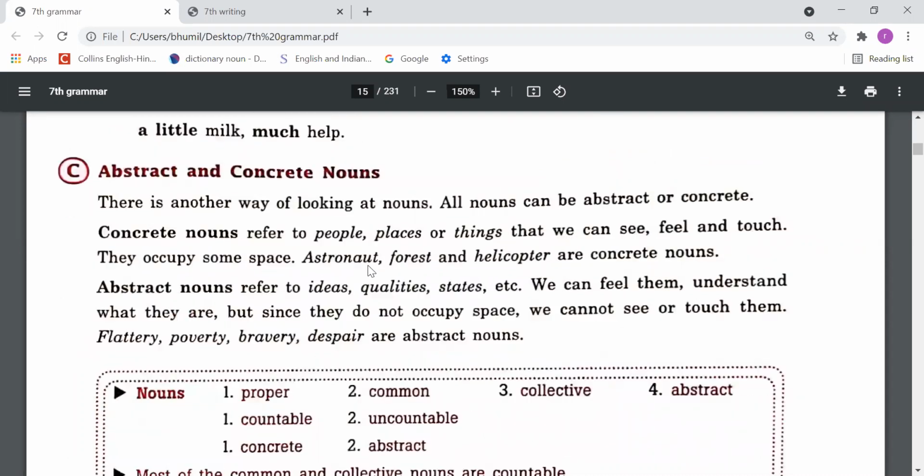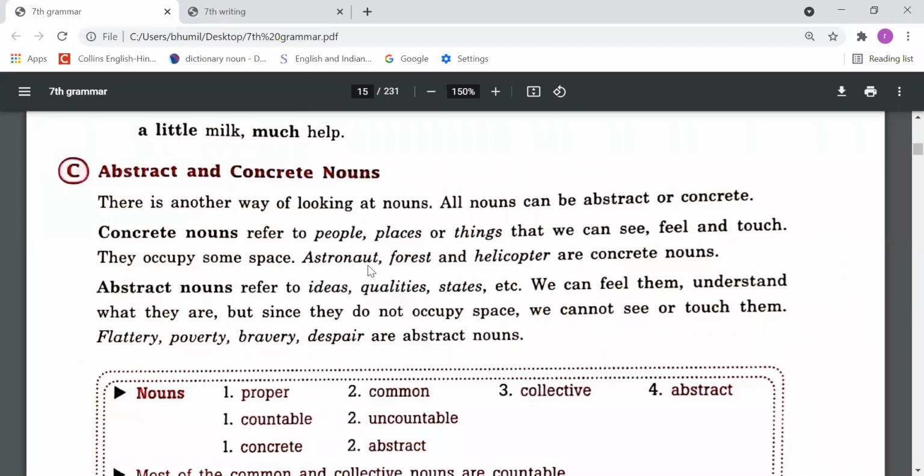Next, abstract and concrete nouns. There is another way of looking at nouns. All nouns can be abstract or concrete. Concrete nouns refer to people, places, or things that we can see, feel, and touch. They occupy some space. Astronaut, forest, and helicopter are concrete nouns. Abstract nouns refer to ideas, qualities, states, etc. We can feel them and understand what they are, but since they do not occupy space, we can't see or touch them. Flattery, poverty, bravery, and despair are abstract nouns.